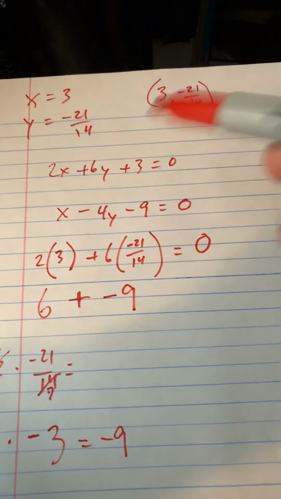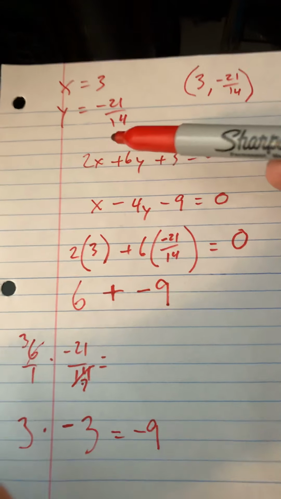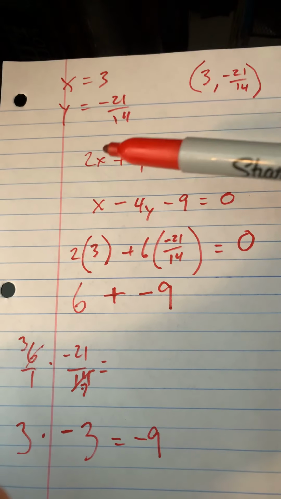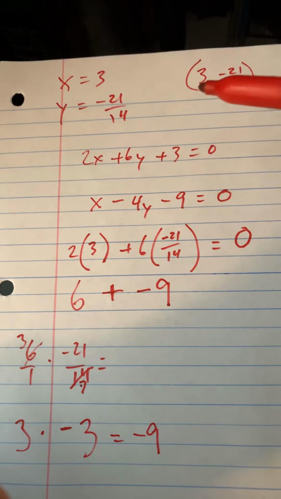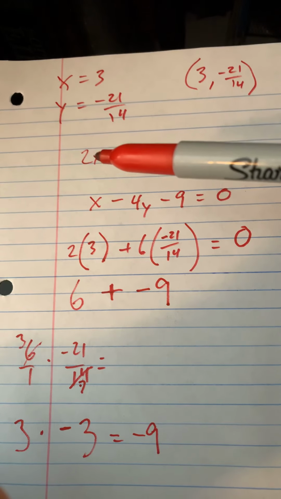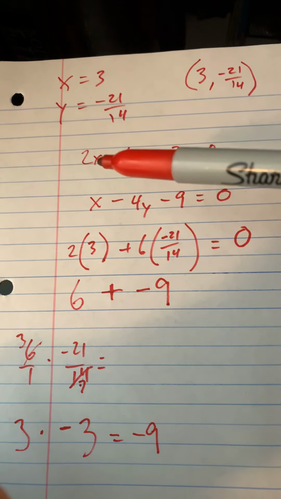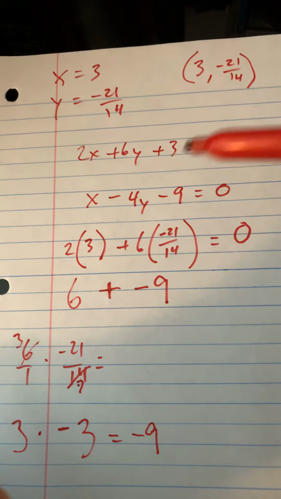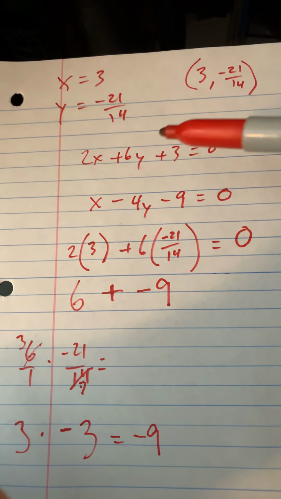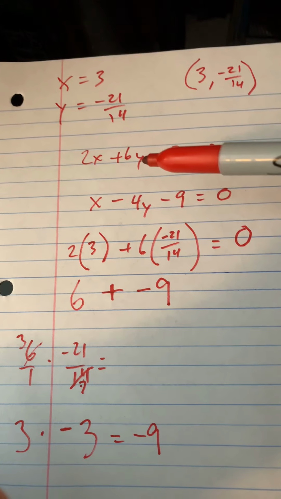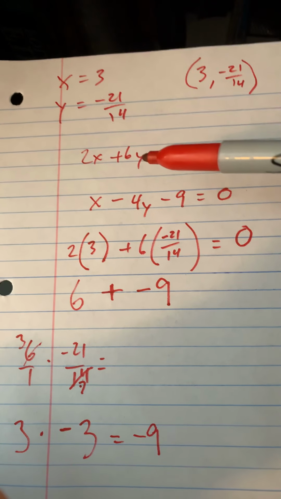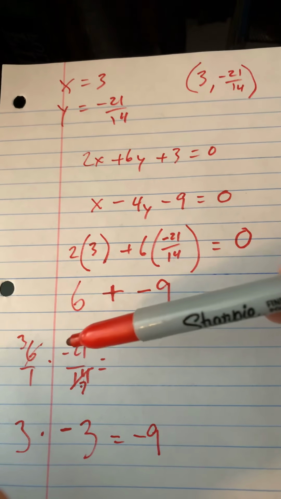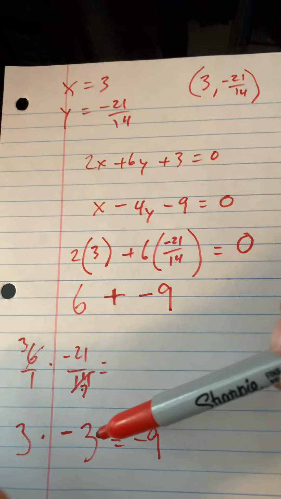So don't get lost here. All we did was take 3 and plug it in for that x. So 3 times 2 gives us 6. Then we took negative 21 over 14 and put it in for that y. And what does that give us? When we do all that math, 6 times negative 21 over 14 gives us negative 3.